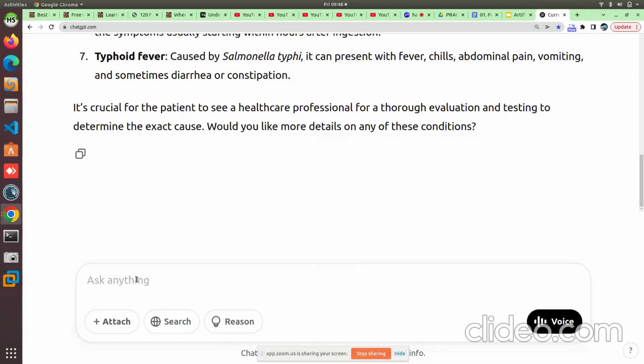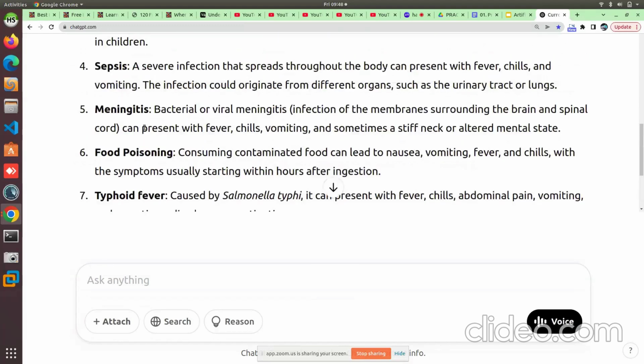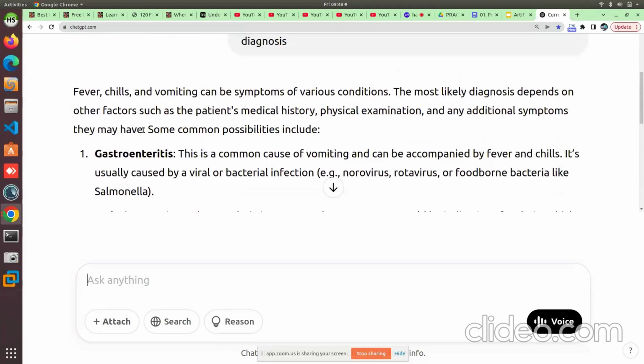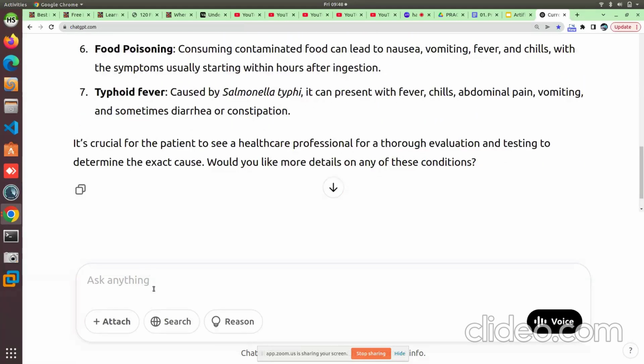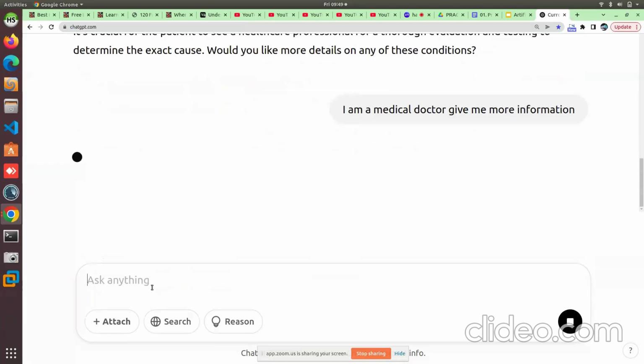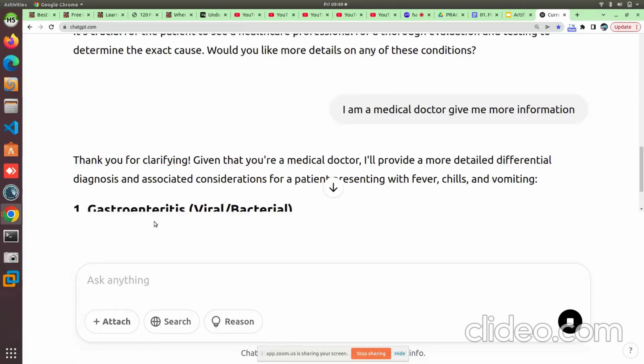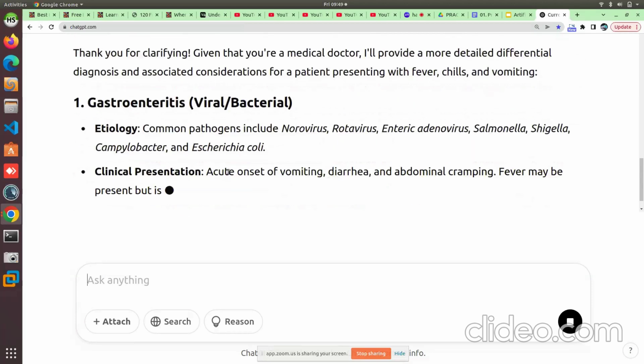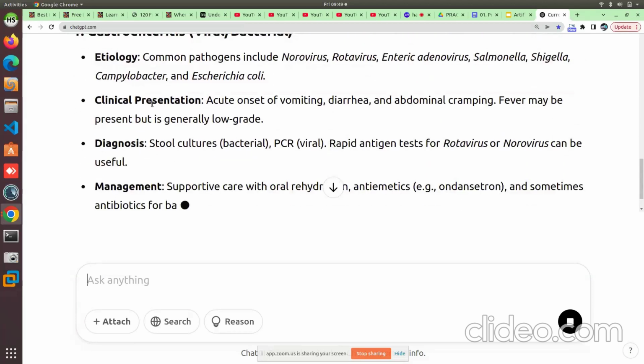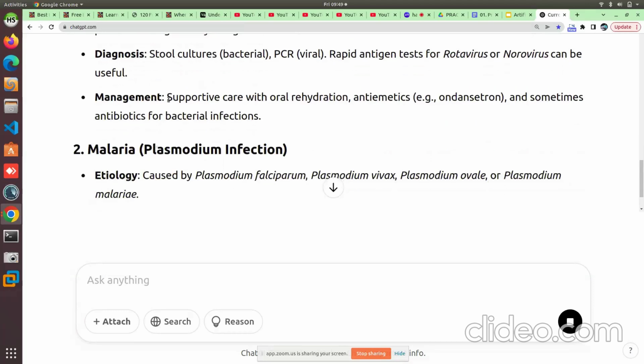Okay, so I've given it this. First of all, it's trying to give me a response assuming that I'm just a layperson. If I go deeper and give it context, I am a medical doctor, and I say, give me more information, it knows that we are still talking about the question I asked. It says, thank you for clarifying. Given that you are a doctor, it's going to give me more information: the clinical presentation, the diagnosis, the management.